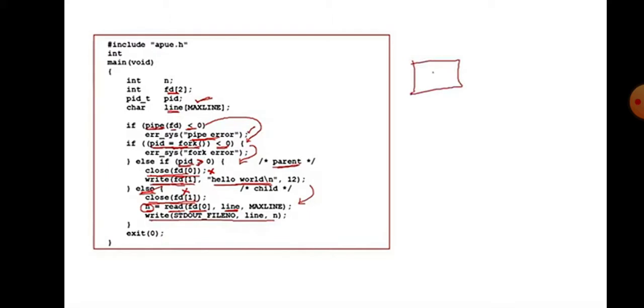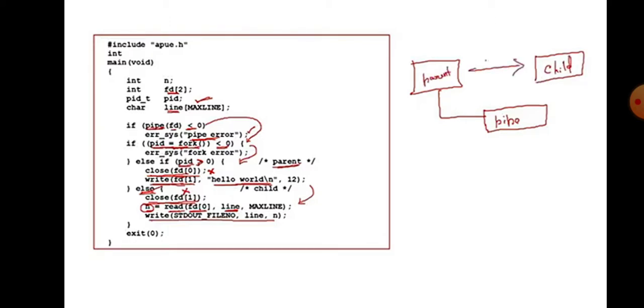So basically what happens: this is the parent process. Initially it will create a pipe, right? So the pipe will be created, and then the child process will be created. This is the child, this is the parent. We have the parent, and using the fork system call, the child will be created.